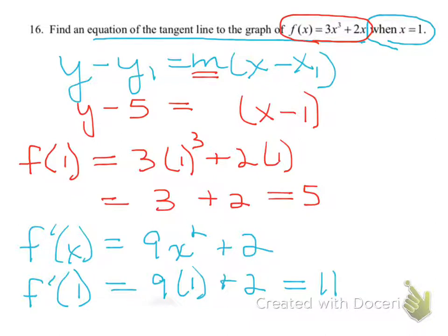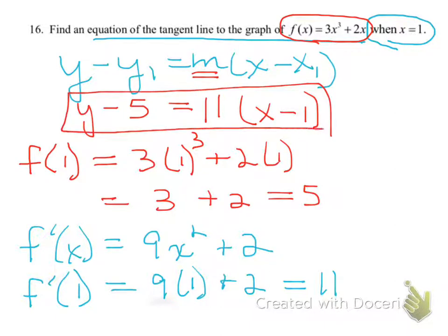So I'll change again just to be consistent. And 11 is my slope. That is the equation of the tangent line to this graph at x equals 1. In just a sec, we're going to do 17.